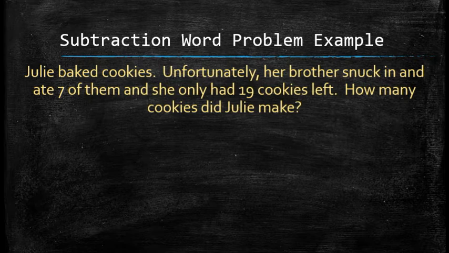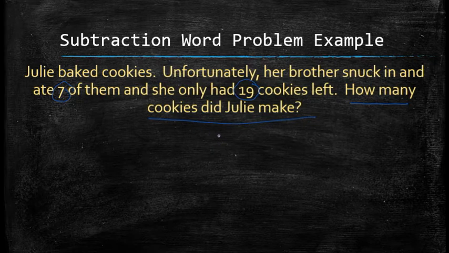Well, think about it. What if this happened to you? How would you figure that out? How would you figure out how many cookies were originally there? Okay, so we're going to circle our numbers. We know our question is how many cookies did Julie make? So he ate 7 of them. We know that this is a subtraction problem because he ate them. So that means that they disappeared into her brother's stomach. So we know that she only had 19 cookies left.